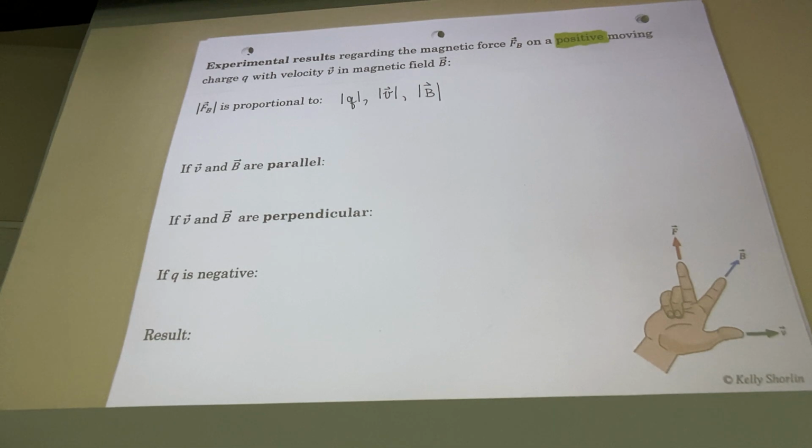Those are things you could have observed with your motor experiment. If you turn up the current, or if you put in more magnets, the thing would spin faster. Okay, so that's something we can observe.